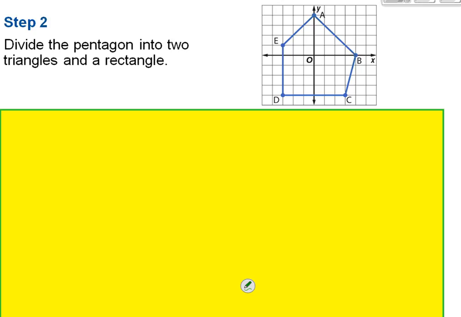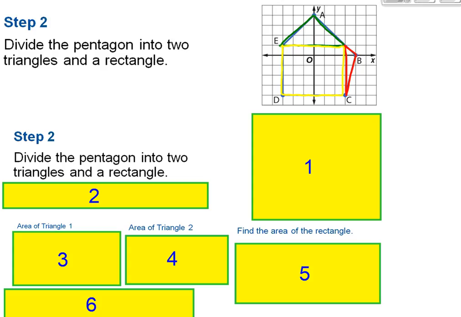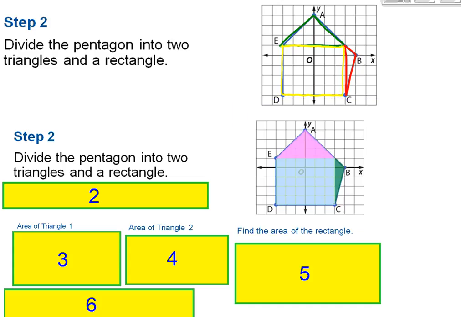And so the two triangles are going to be this green triangle. I'm going to trace that like that. This red triangle. And then I'll also trace this yellow rectangle right there. So that yellow rectangle as well. So we need to find the areas of all of those parts. And I am going to go through that a little bit by using this slide that I have. And you can see the book authors have divided that up the same way.